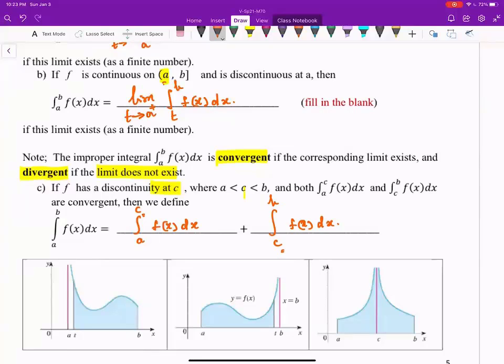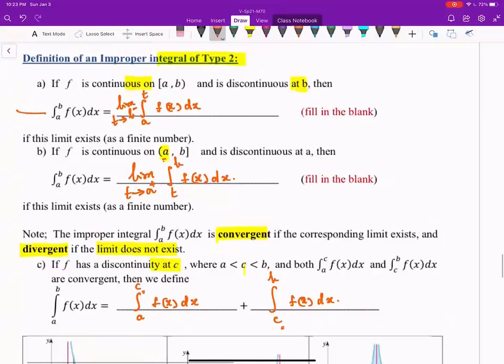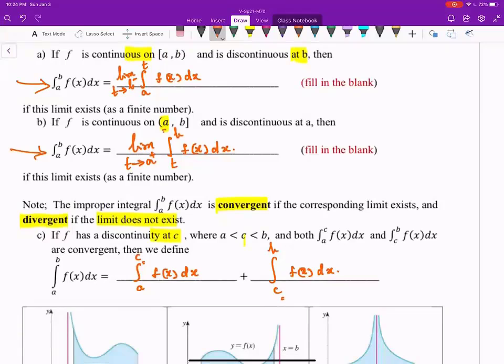So when you have improper integrals having a discontinuity at the upper limit or lower limit, you have to apply the techniques that we explained in part A and part B. That means for the first integral, you have to allow t to approach c from the left. For the second integral, you have to let t approach c from the right.